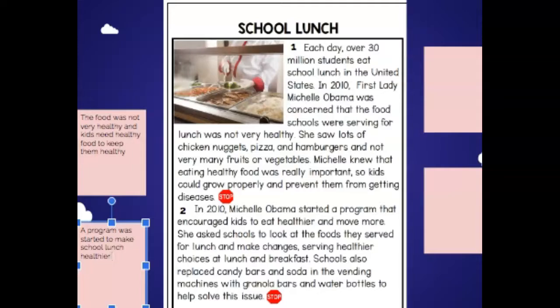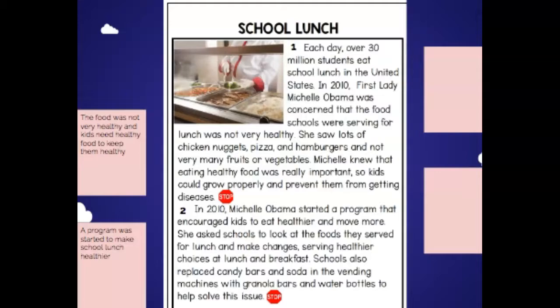Paragraph 2. In 2010, Michelle Obama started a program that encouraged kids to eat healthier and move more. She asked schools to look at the foods they served for lunch and make changes, serving healthier choices at lunch and breakfast. Schools also replaced candy bars and soda in the vending machines with granola bars and water bottles to help solve this issue. So we just noted: a program was started to make school lunch healthier.